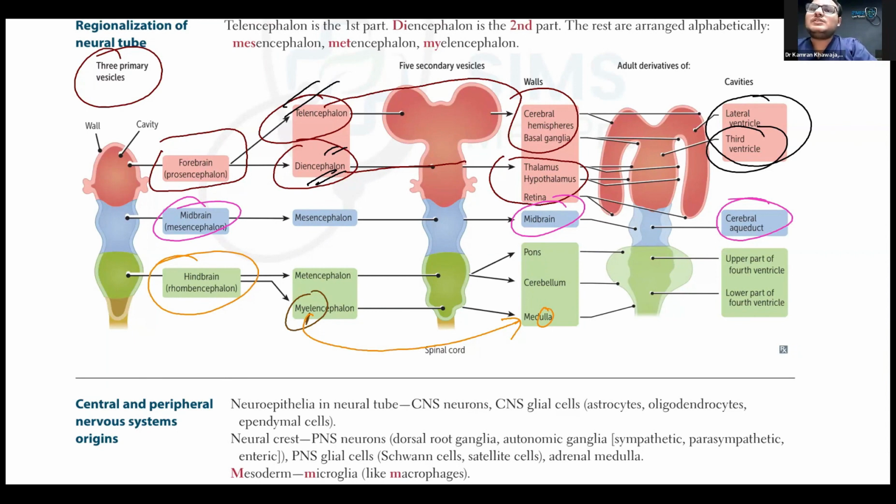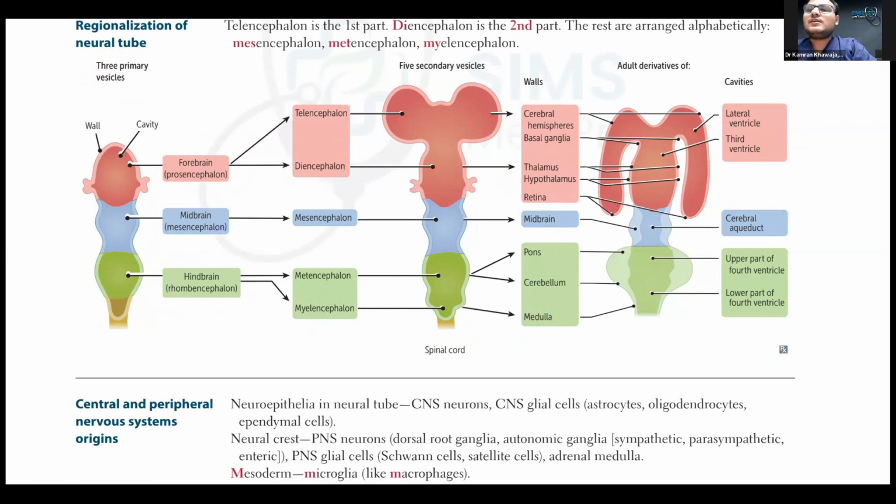What is the cavity in this hindbrain, the rhombencephalon? That is the fourth ventricle. Remember, fourth ventricle. There is a division: the upper portion of the fourth ventricle and the lower portion of the fourth ventricle. The upper portion is in the metencephalon, making the pons and cerebellum, and the lower portion of the fourth ventricle is present in the myelencephalon, making the medulla.